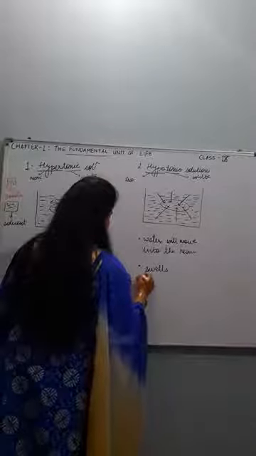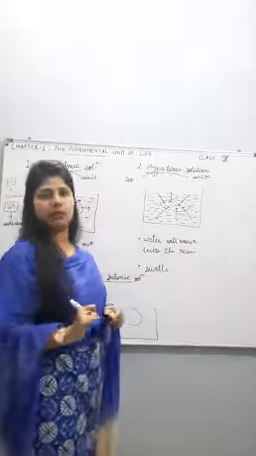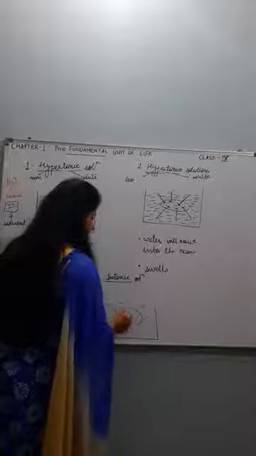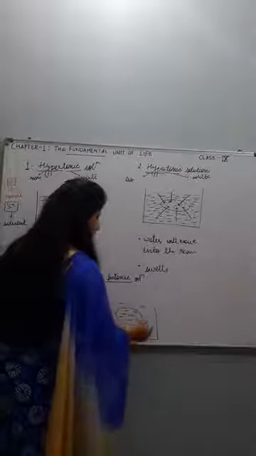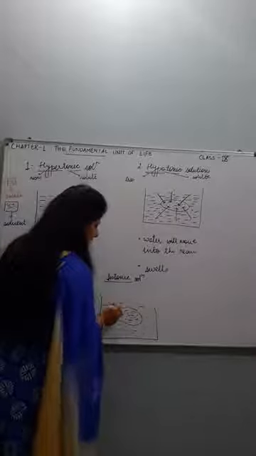So what about the isotonic solution? Let's say again we have one beaker, and the resin is there. Iso means same. Same means approximately the same amount of solute is there. So we can see solute and solvent are in equal number, inside and also outside the resin. So here an equal amount of water will move in and out of the cell.